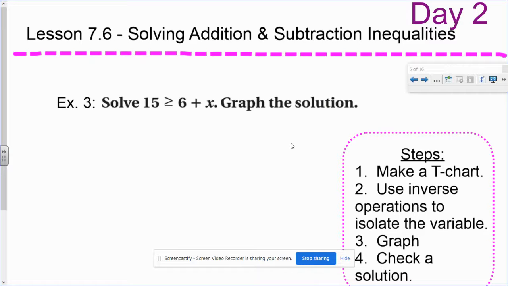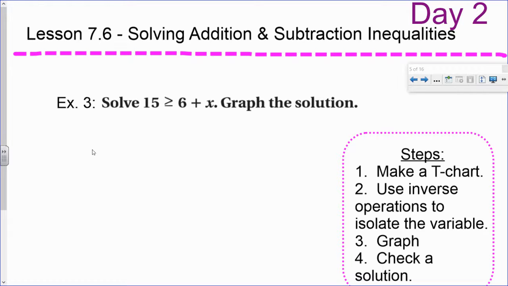Guys, this is day 2 of lesson 7.6, solving addition and subtraction inequalities, and I wanted to show you the tricky example that I have. So this is example number 3. It says solve 15 is greater than or equal to 6 plus x, and then you're going to graph the solution. I have the same steps here that we used yesterday.